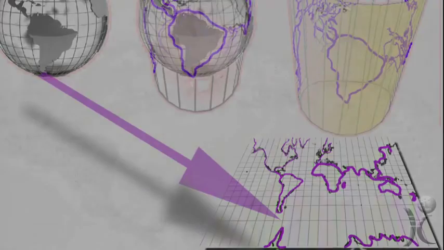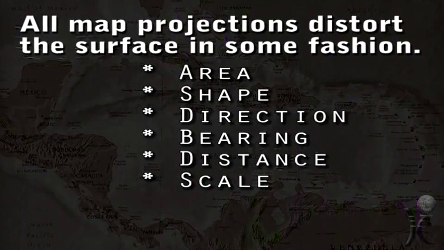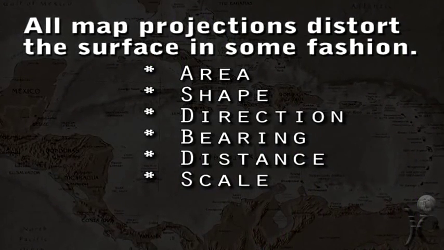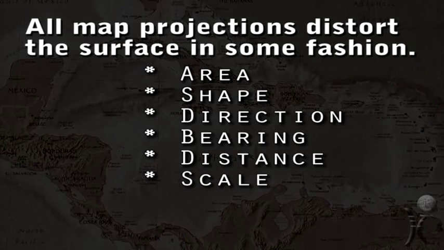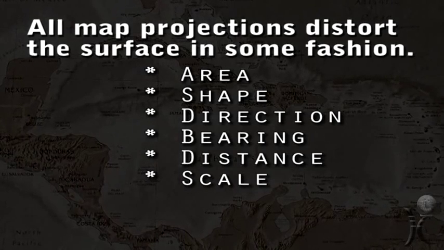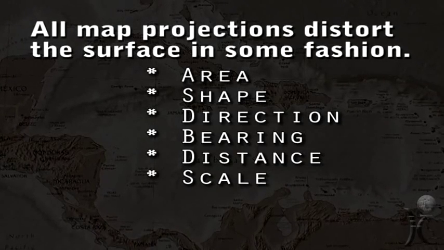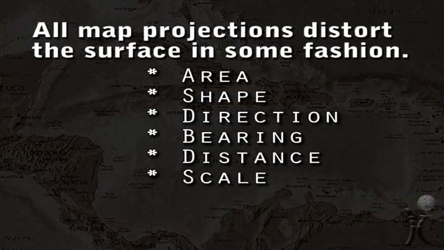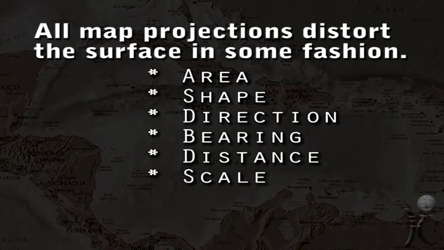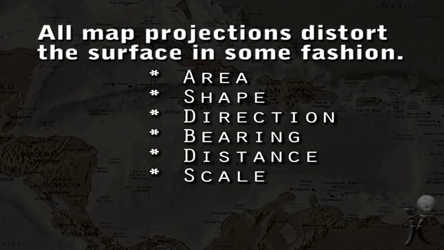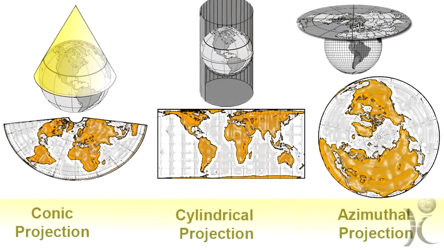Repetition, repetition. Remember that all map projections distort the surface of the Earth in some way. Either area, shape, direction, bearing, distance, or scale are distorted. No projection is free from all distortion. Cartographers and GIS users must select a projection which will result in the minimum distortion in relation to the map theme or purpose. Map projections are grouped into 3 primary families, including conical, cylindrical, and azimuthal.